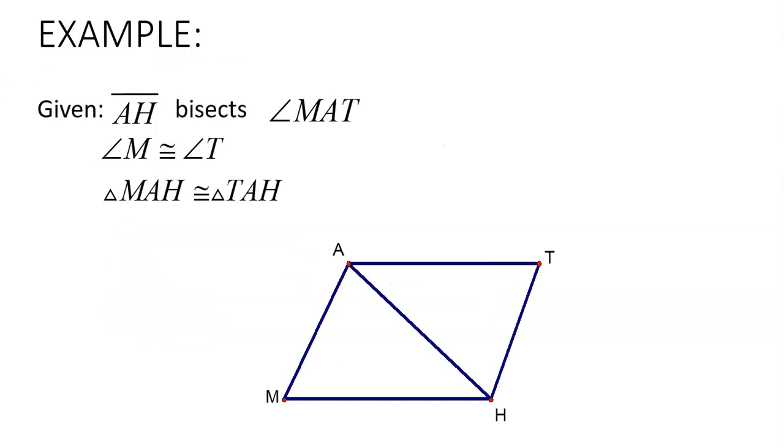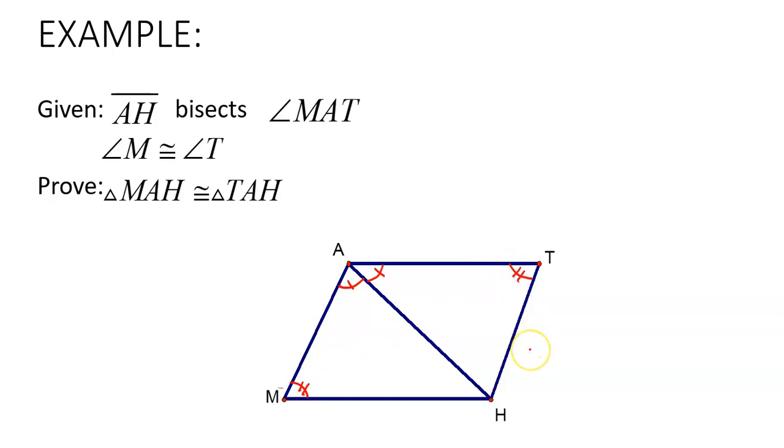All right, so let's take a look at this one. Look, it spells the word math. I'm sure it spells something else too. So AH bisects angle MAT. So let's just draw on this for a second. Angle MAT is this angle up here. So if AH bisects it, then it divides the angle into 2 congruent angles. Angle M and angle T were given as congruent. So this angle here is congruent to that angle up there.